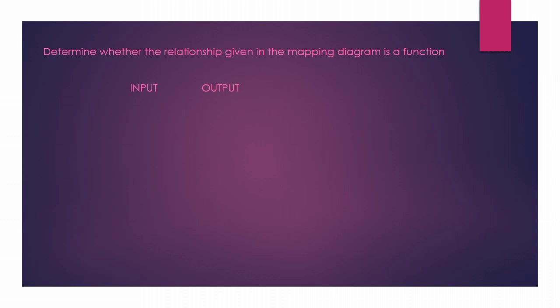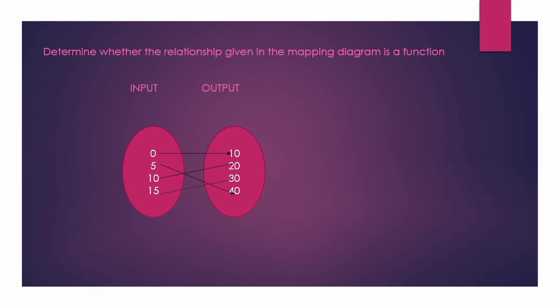So for a mapping diagram, we have an input and output. For input, we have 0, 5, 10, 15, while for output, we have 10, 20, 30, and 40. In every input, there must only correspond to one output. So we have 0, 10, 5, 40, 10, 20, 15, 30.